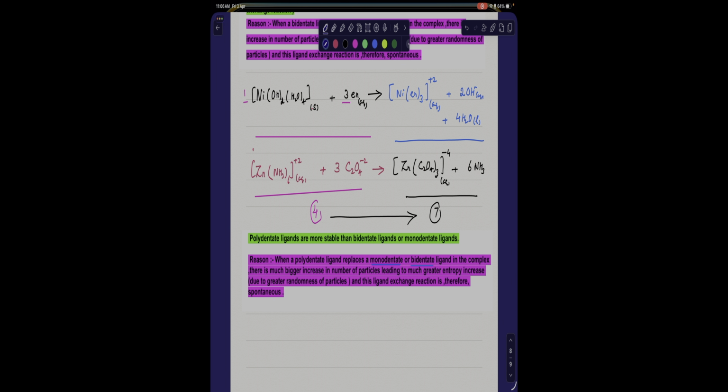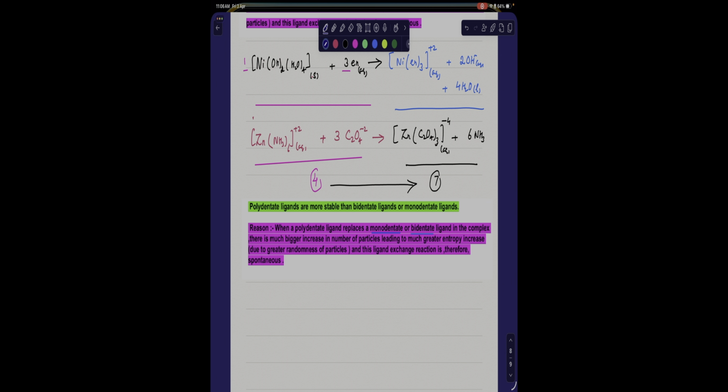Let me take 2 examples for you. Have a look at this example. This time I'm going to take a chromium complex. So Cr(OH)4(H2O)2. The overall charge on this one is -1, aqueous. This time I'm going to take EDTA, and the overall charge on EDTA is -4. So only one EDTA is required. Whenever you are writing ligand exchange reactions for EDTA, you have to use only one EDTA, right? So EDTA is going to replace all the ligands which are inside.